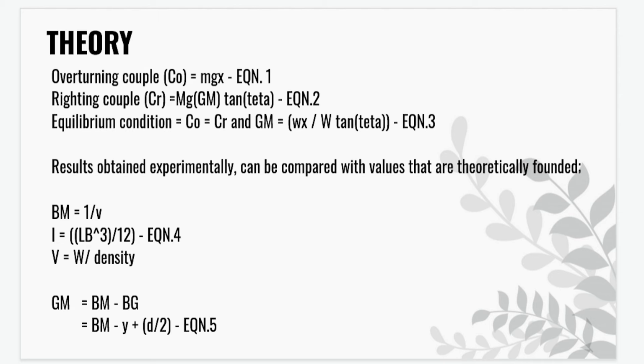Results obtained experimentally must be compared with a value that is theoretically found, which is BM equals to 1 over V, I is equals to lb cubed over 12, equation number 4, and the standard density equation, a formula. GM is equals to BM minus BG, which is then derived into BM minus Y plus D over 2, which is equation number 5.